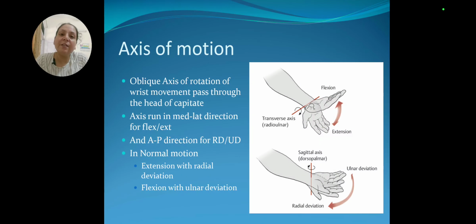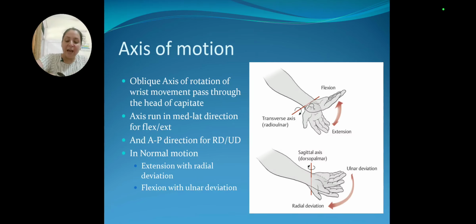The axis of motion at the radiocarpal joint is an oblique axis. Fine, because the axis is passing through the head of the capitate bone. So the axis of rotation is oblique. You can see for flexion and extension, the axis runs medial to lateral, that is a transverse axis. And for radial and ulnar deviation, it is the anterior-posterior axis.